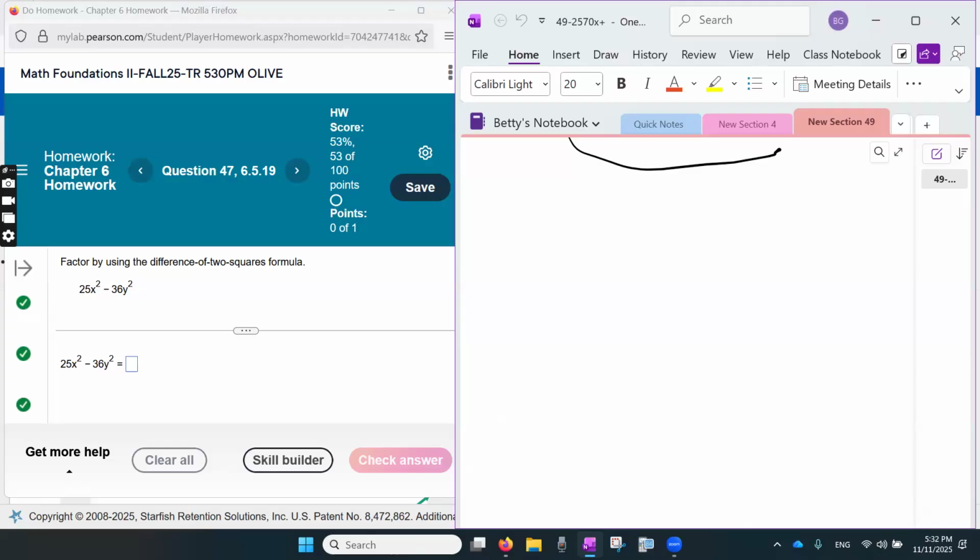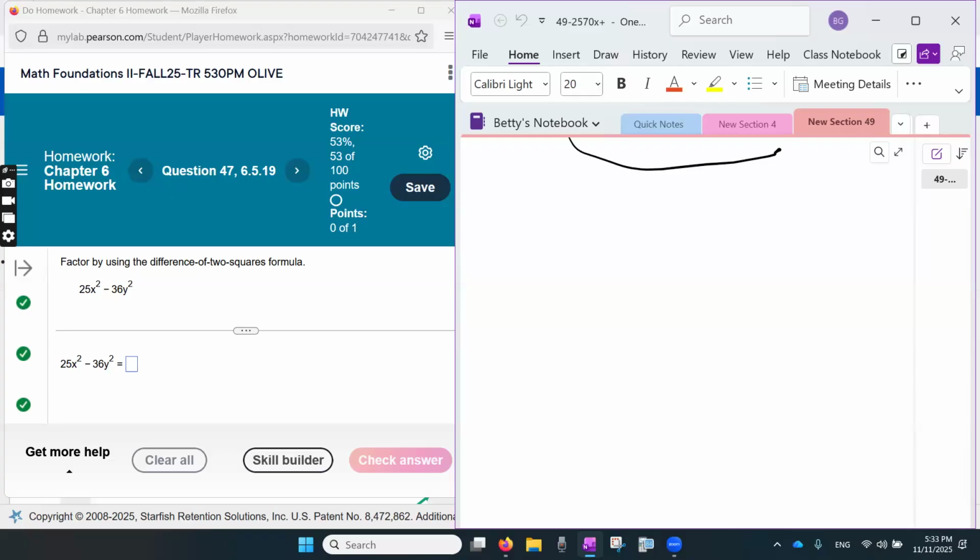I found a better solution. I adjusted the window size. So on the left, that's the Pearson. On the right is my OneNote, and this way I can read it better. All right, number 47. If you have any questions, please feel free to let me know.